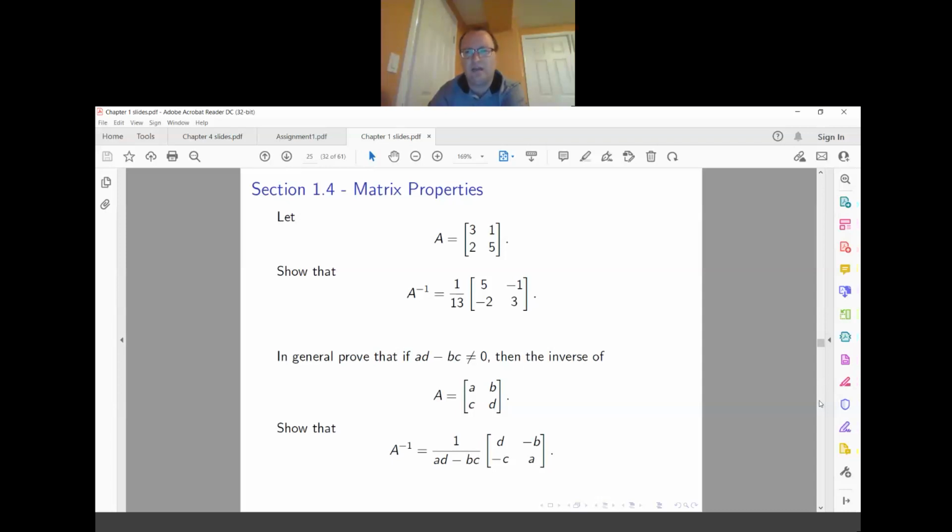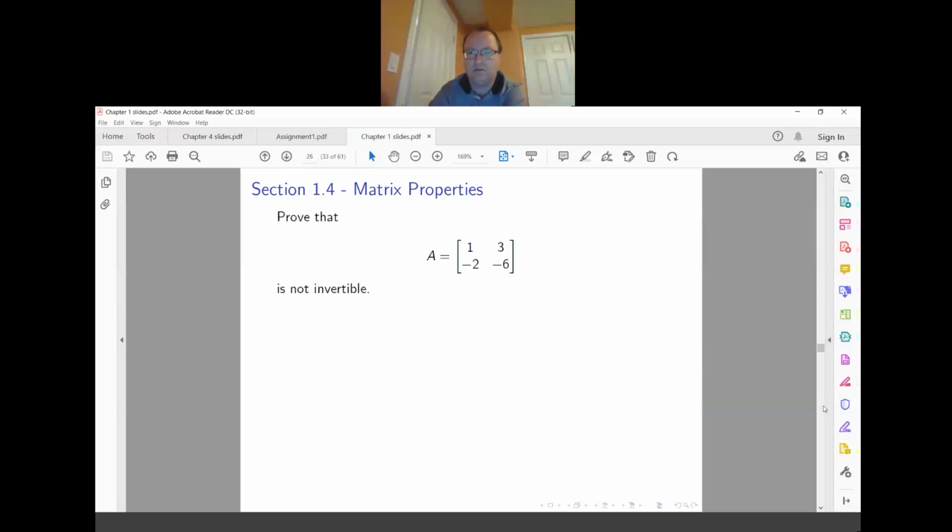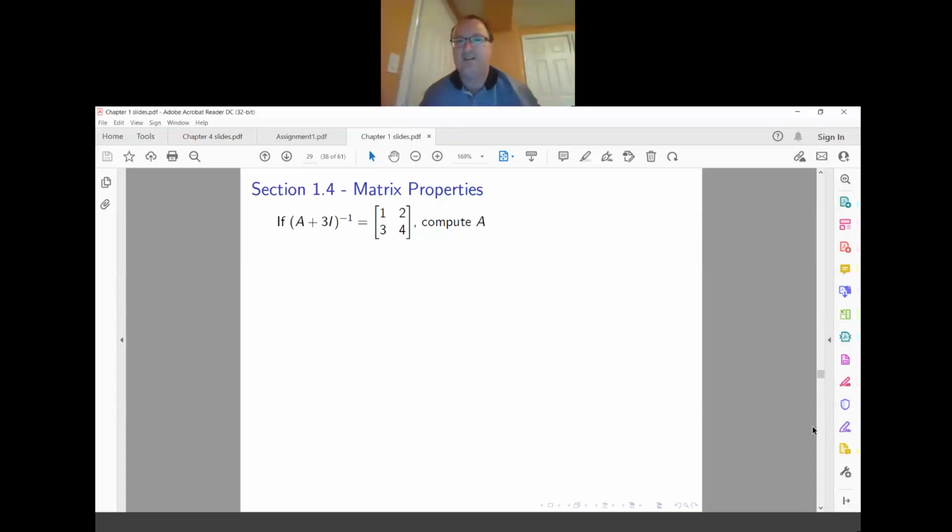I'm not sure what you mean by, how do you find the inverse without the formula? Is that the question? Yeah, it only works for 2 by 2 matrices. So how do you find it without the formula? Well, that's a wonderful question, which brings us to section 1.5 about elementary matrices.